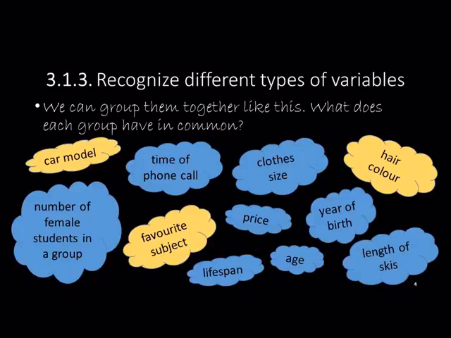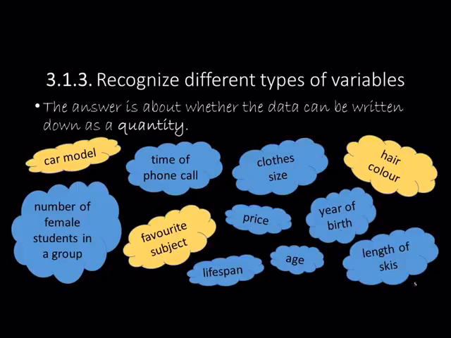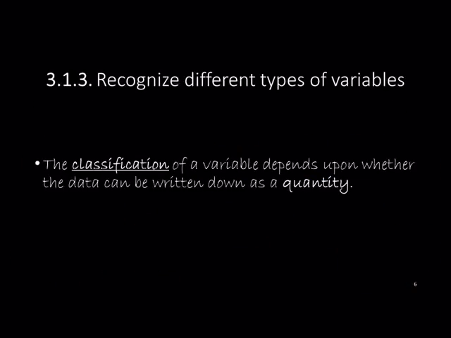We can group them together like this. Car model, favourite subject and hair colour in one group and the rest in a different group. But what does each group have in common? The answer is about whether the data can be written down as a quantity. So the classification of a variable depends upon whether the data can be written down as a quantity.